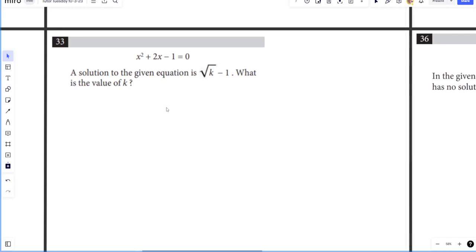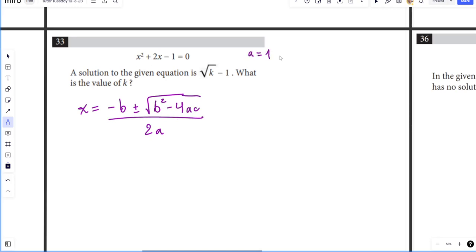Okay, again, we're on 33. The solution to the given equation is the square root of k minus 1. Like I mentioned, this looks like a form of the quadratic equation to me. So what I'm going to do is apply that, and that equation tells us that x equals negative b plus or minus the square root of b squared minus 4ac all over 2a. Well, we know our a, b, and c values.